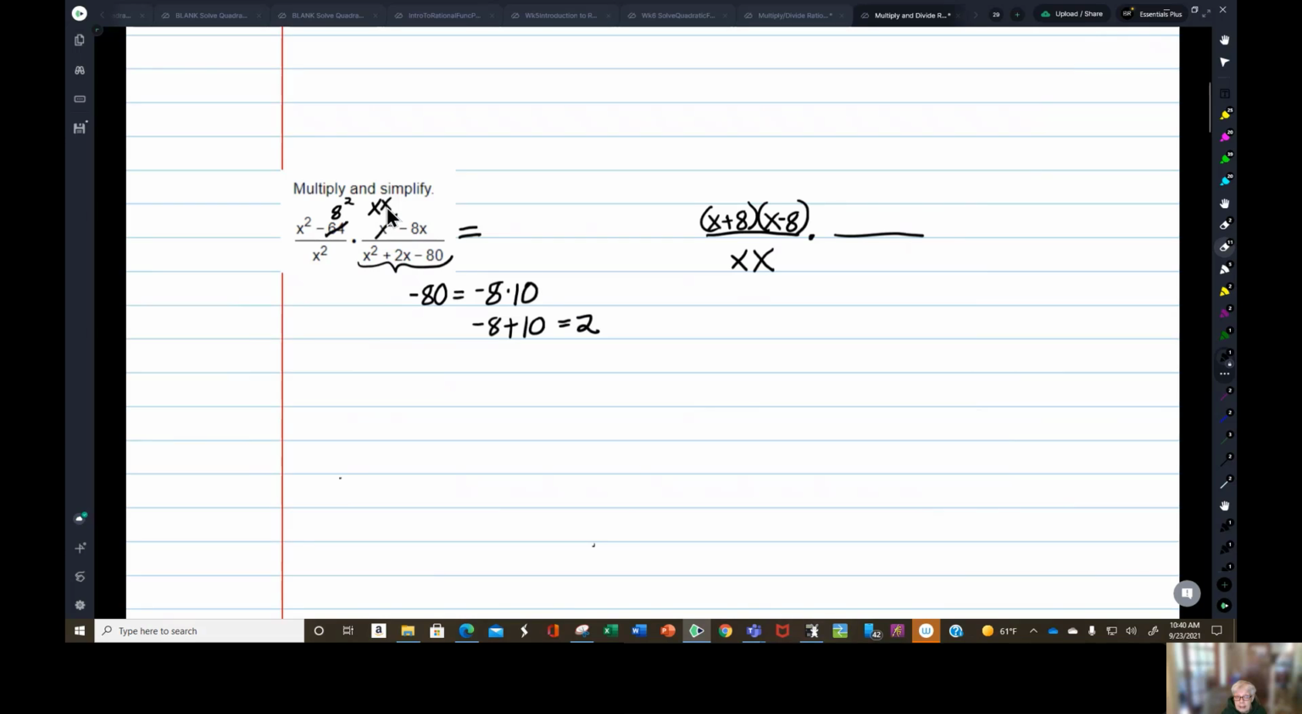Okay, here we have x times x minus 8x. Our GCF will be x. And the leftovers will be x minus 8. And down here, we'll have x times x and minus 8 and plus 10.